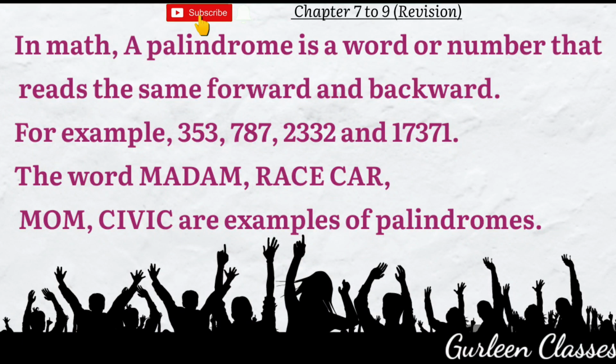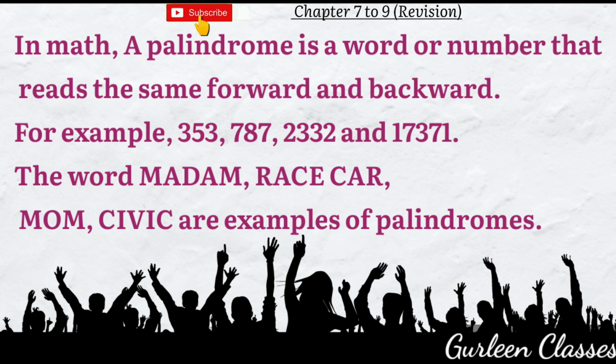In maths, a palindrome is a word or number that reads the same forward and backward. For example, the numbers 353, 787, 2332 and 17371. If you read them forward and backward, the number reads the same. The words madam, race car, mom, civic are examples of palindromes.